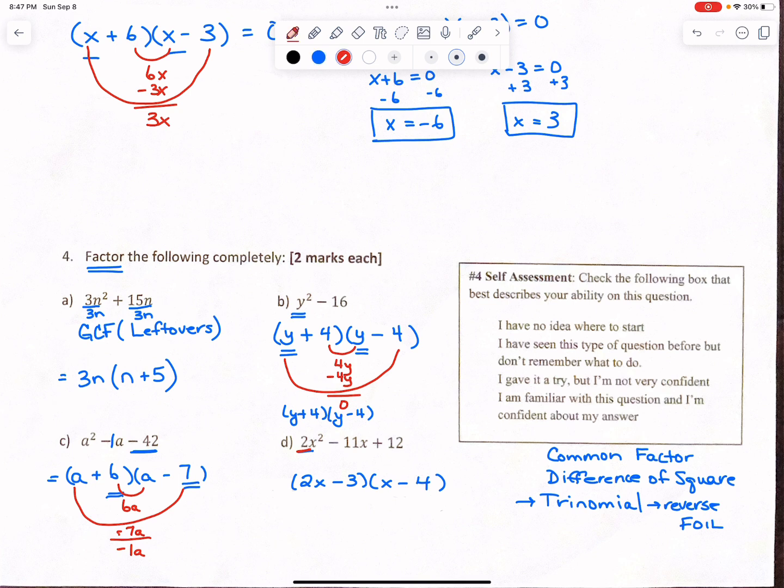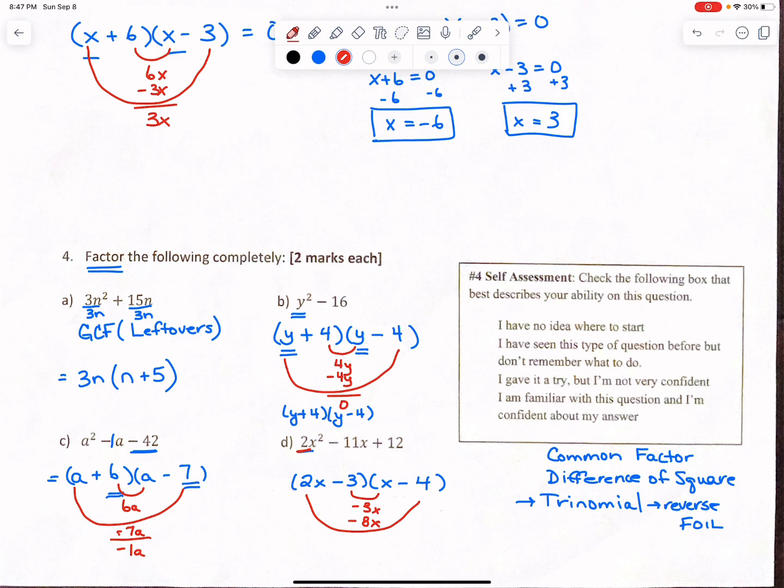Now when we check our middle term, negative 3 times x is negative 3 of those x's. And 2x times negative 4 is negative 8 of those x's. Negative 3 minus 8 more gives us the negative 11 we want in the middle. So now we know we factored this correctly. Now that SMILES check can be a really handy thing. If 3 times 4 didn't work, we would have to try some other combinations.